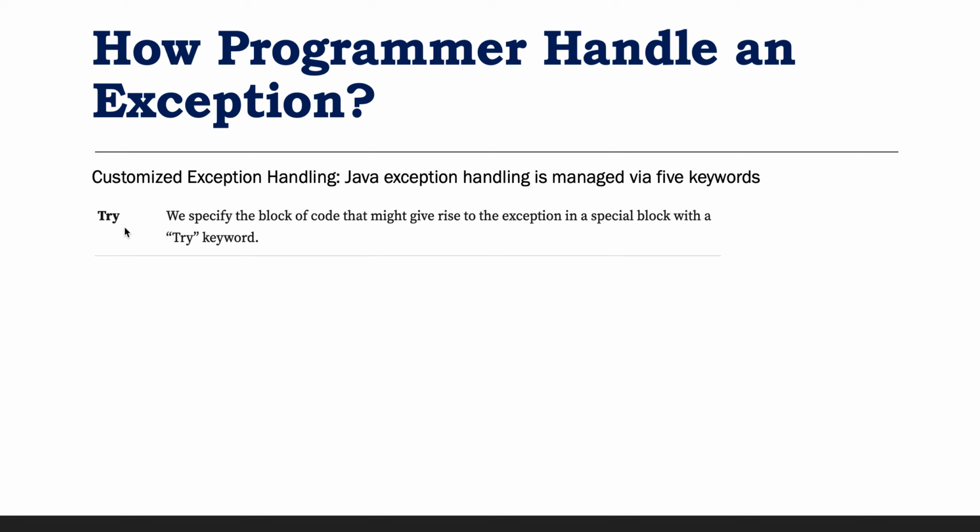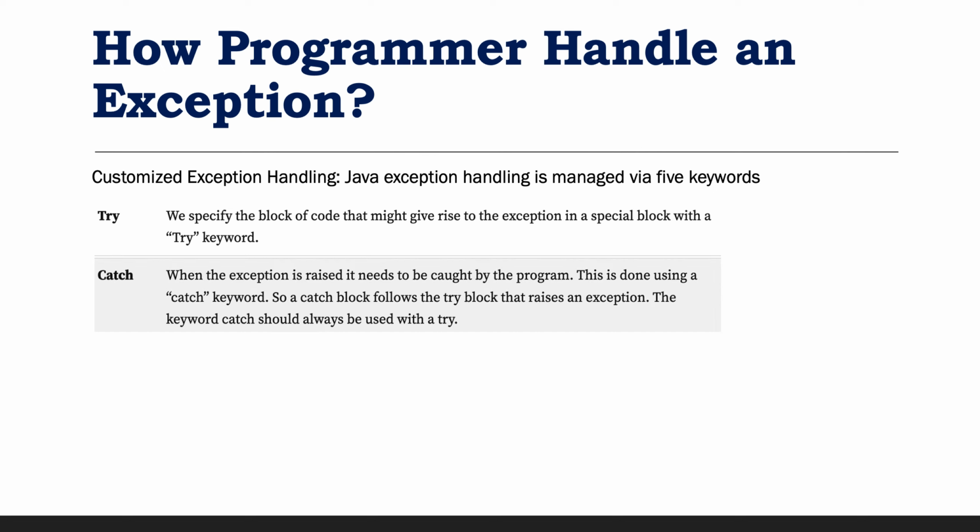So what is the try block going to do? If there is an exception, it will throw that exception, and the thrown exception can be caught by another block called the catch block. When the exception is raised, it needs to be caught by the programmer, and this is done using the catch block. We will see with an example how it can be caught and what the advantage of using the catch block is. The catch block follows the try block that raises an exception, so the catch keyword should always be used with the try block only.